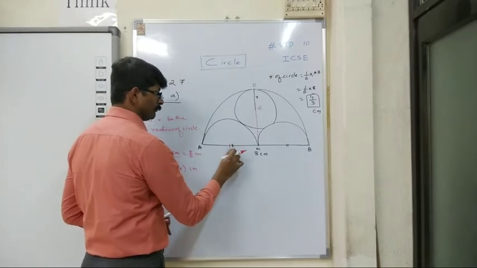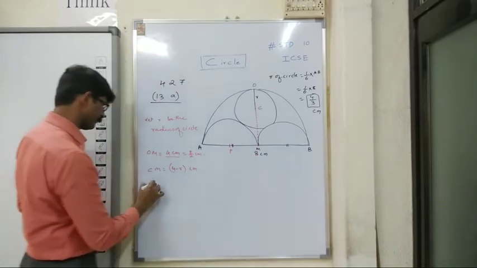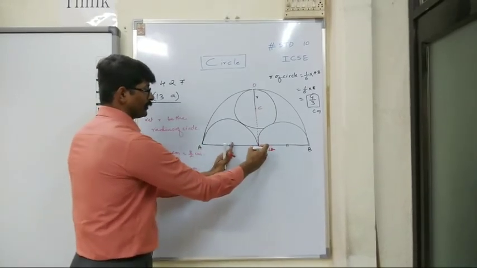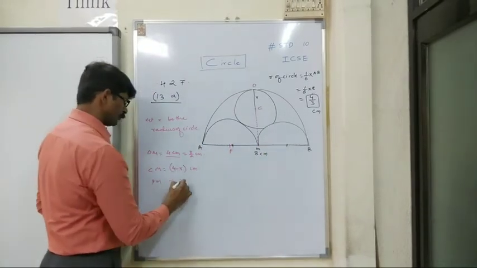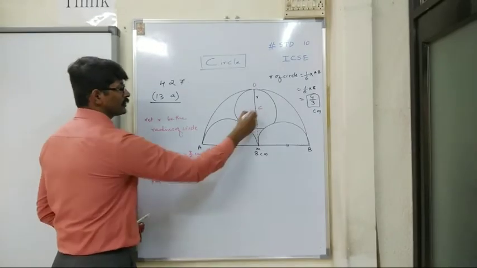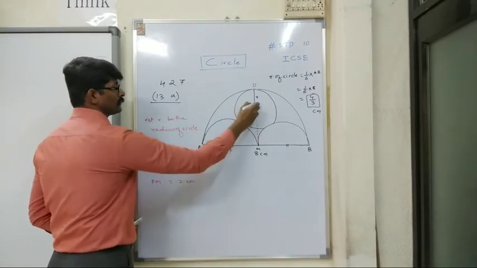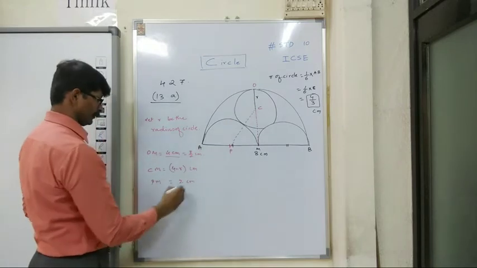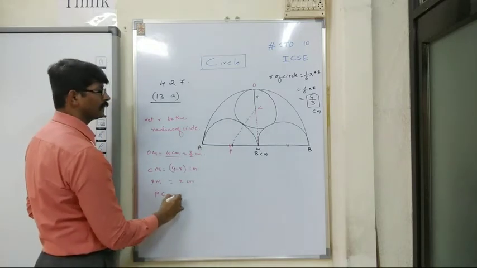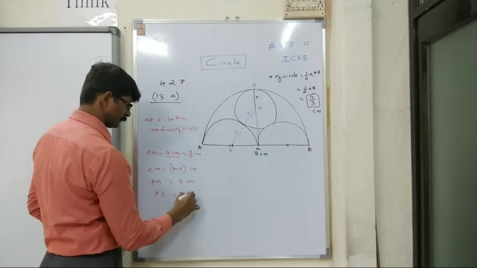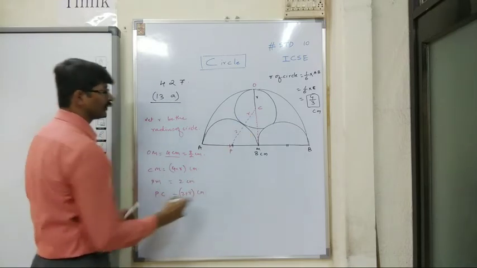Once you got this CM, let's understand there is one more point. Let's say P. P is the center of this. So what is PM? If this is 4, then P is the midpoint, so PM is 2 centimeter. And what is this PC? PC is going to be, this is R and this is 2, so this is 2 plus R centimeter. Understand this, student?